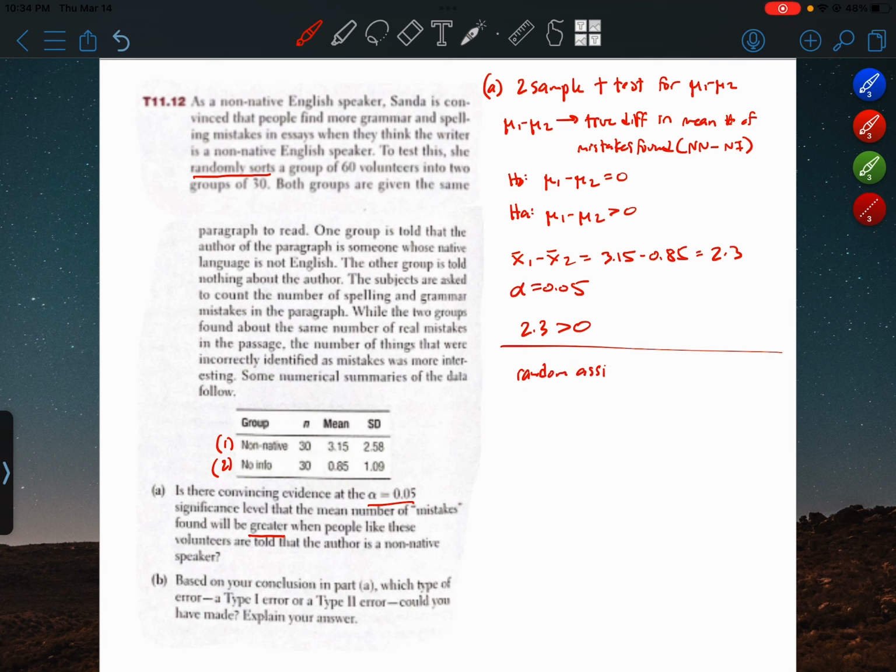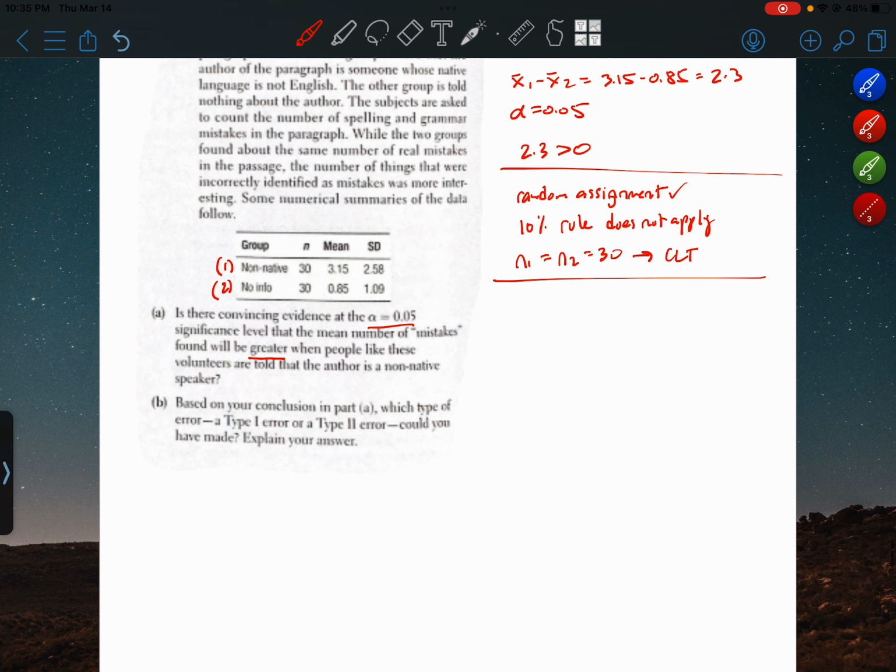Random assignment, check. Because it was an experiment, the 10% rule doesn't apply. You only need to check the 10% rule when you are sampling, specifically when you're sampling without replacement. N1 equaled N2 equaled 30, so the central limit theorem satisfies our last condition.